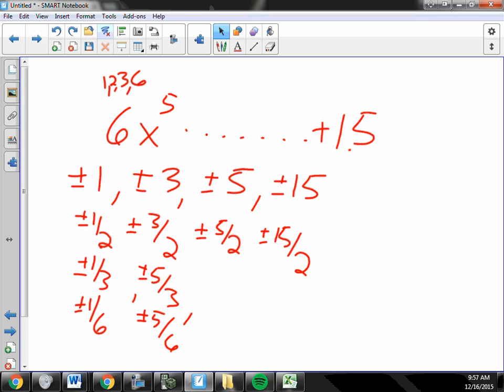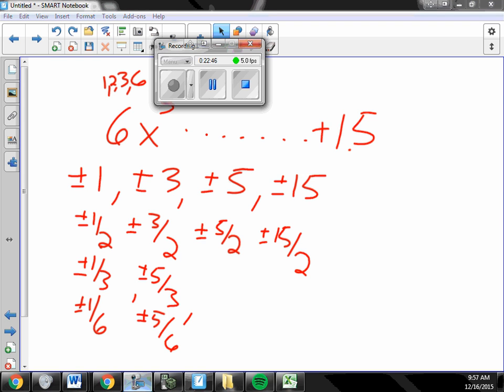Okay. So positives and negatives will come into play later, but as far as possibilities, it's always plus or minus. We'll deal with negatives later.